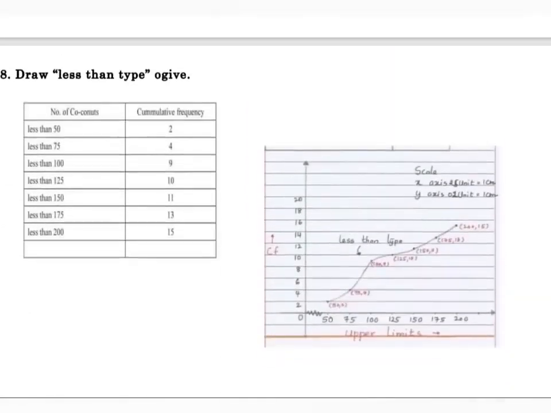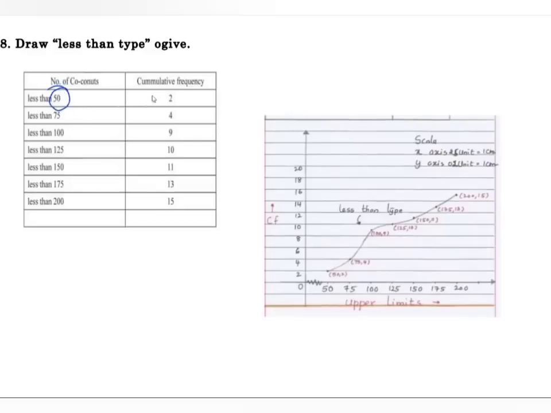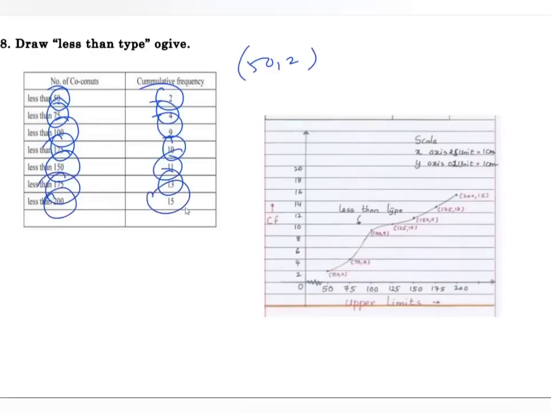Draw a less than type ogive. Very important 3-mark question. Students, if they give you the class interval instead of less than 50, less than 75, you need to find out the cumulative frequency. But here in the question they have directly given the cumulative frequency. What you need to do is just plot these points: 50, 2. Next 75, 4. Next 100, 9. Next 125, 10. 150, 11. 175, 13. 200, 15.